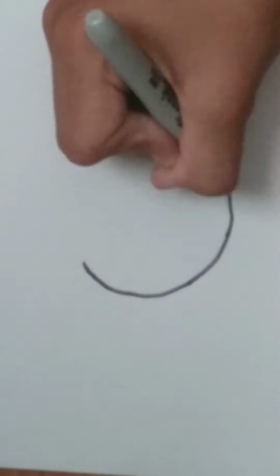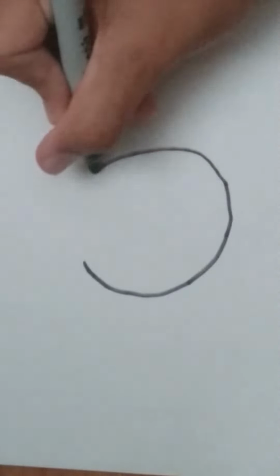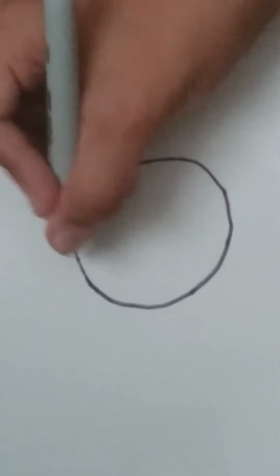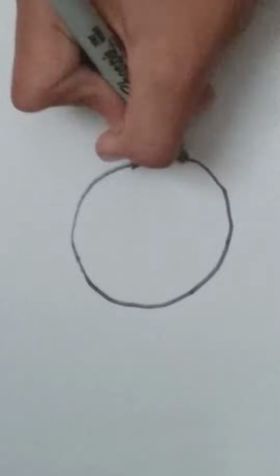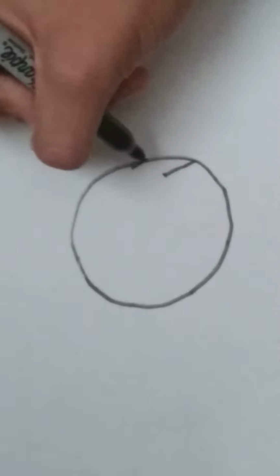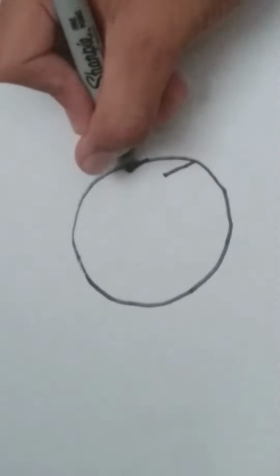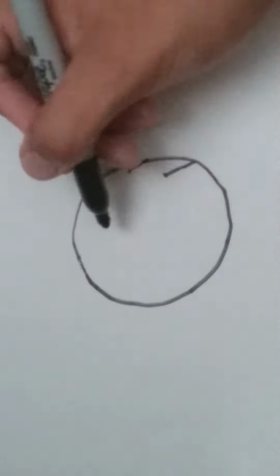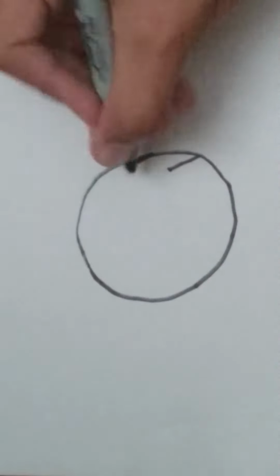Now, start with a little big circle. There. Now, I'm gonna start here, two lines like this. So, drawing a circle, it's gonna be like an illusion. So, it's like a hole in the middle.